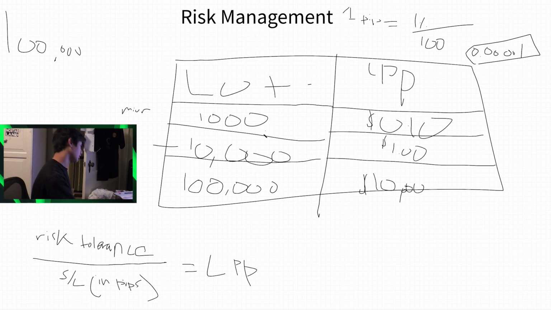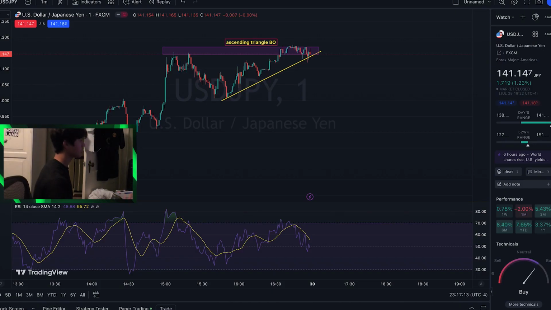Okay, so remember, our risk tolerance, the average 1% of the trade, and let's say we have $100,000 in our capital balance, trading account, whatever you want to call it. So we're going to have 1,000 divided by our SL in pips. Okay, so let's go back to a chart, for example. This is the quick US yen. So on the 1 minute, right before the close, I saw this ascending triangle, where it was creating new lows, new highs, new lows, new highs.